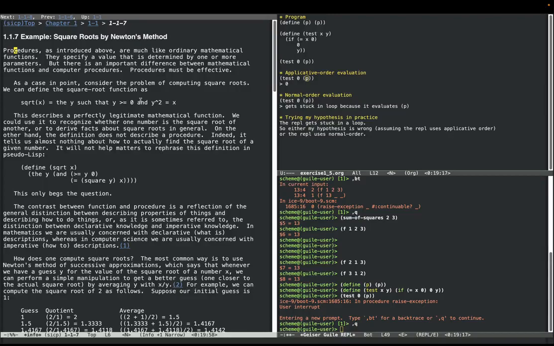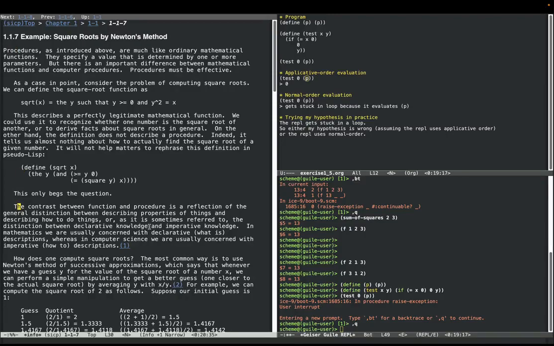We can define the square root function as: square root of x is the y such that y is greater than or equal to 0 and y squared is x. This describes a perfectly legitimate mathematical function. We could use it to recognize whether one number is the square root of another, or to derive facts about square roots in general. On the other hand, the definition does not describe a procedure. Indeed, it tells us almost nothing about how to actually find the square root of a given number. It will not help matters to rephrase this definition as pseudo-Lisp. This only begs the question.